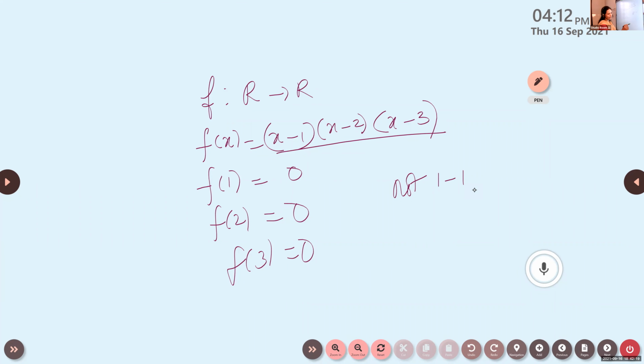It is onto, because it is from R to R. If you put some values, accordingly you will get some real values there. So it is onto, but it is not 1, 1. Note down this function: x minus 1 into x minus 2 into x minus 3. It is not 1, 1, but it is onto.